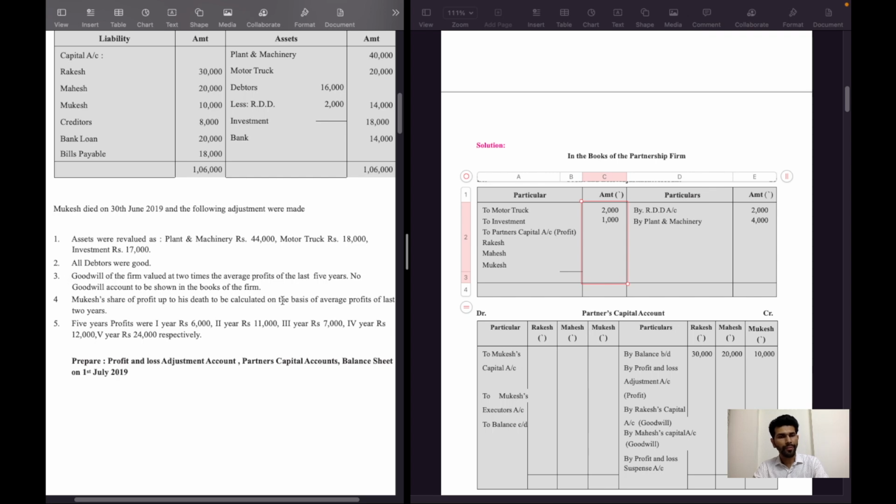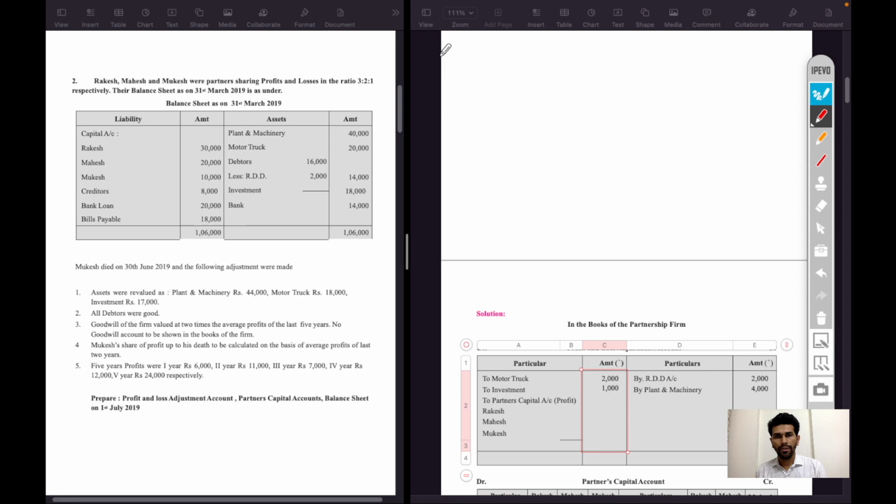Adjustment number 3, goodwill of the firm valued at 2 times the average profit of last 5 years. So let's calculate the amount of goodwill. 5 years profit is given in adjustment number 5. So working note number 1, calculation of goodwill.